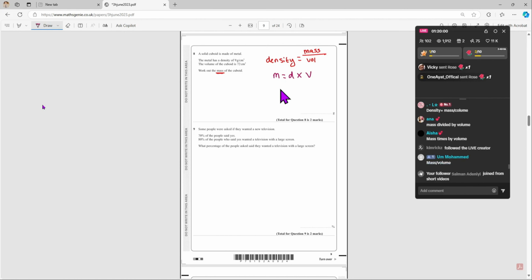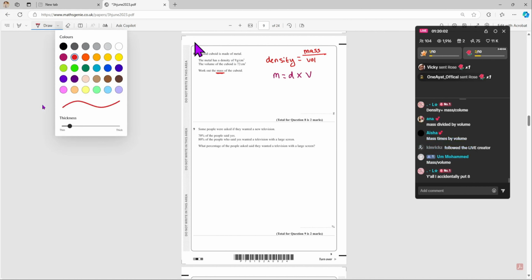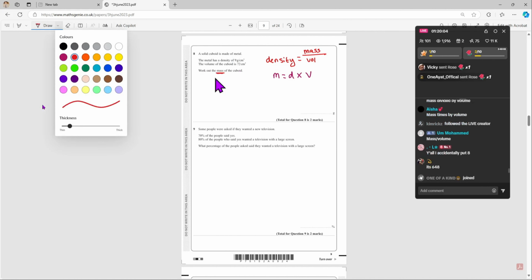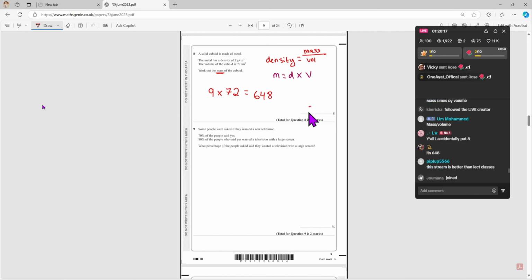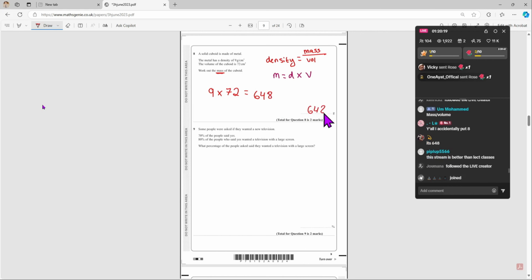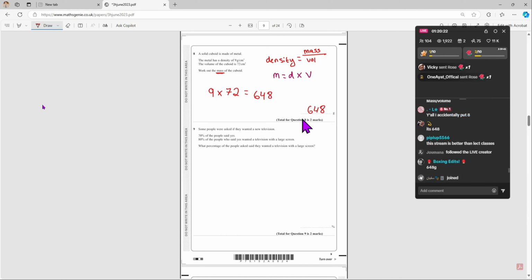Now we worked out how to work out the mass. We know the density is 9 and the volume is 72. You just multiply them together. Then when you multiply them together with your calculator, you'll get 648 grams, and that is the mass of the cuboid. 648 grams is your answer. So well done for getting that correct.